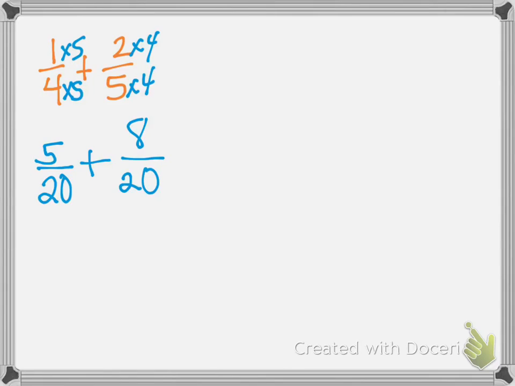Now we have our new numerators, so 1/4 is equivalent to 5 over 20, and 2/5 is equivalent to 8 over 20. We just wrote them in different numbers so that we could have common denominators. So now we add our numerators and we get 13. 8 plus 5 is 13. Our denominator stays the same.